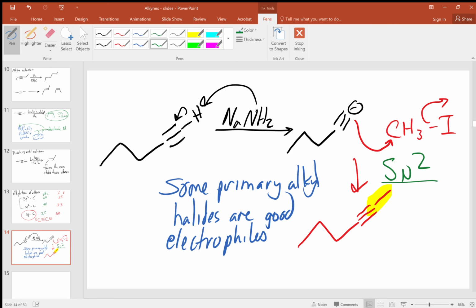So to the extent that we can have a cliffhanger for the end of this course, if you want to learn more about why primary alkyl halides, and only some of them work well in this reaction, why secondary and tertiary don't work well for this reaction, you're going to have to come back for Organic 2. But the last thing to work on here is there is one in-class exercise working on reactions of alkynes, so you can work on that, and we'll go over the answers in the next video.